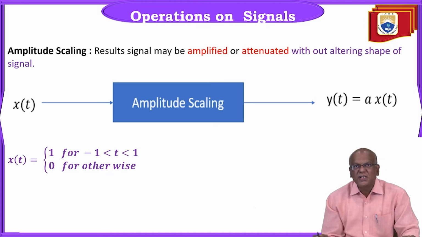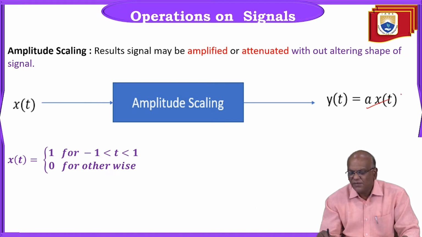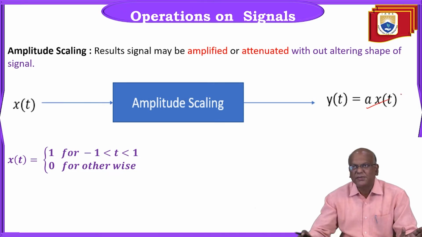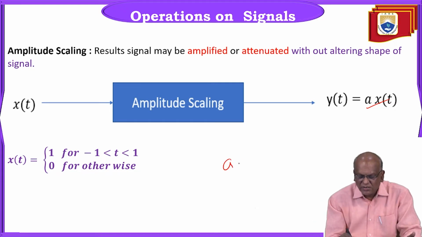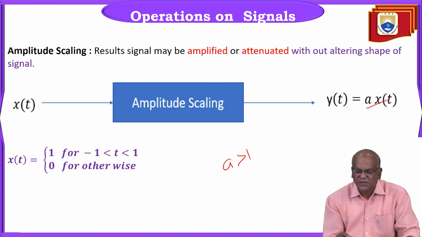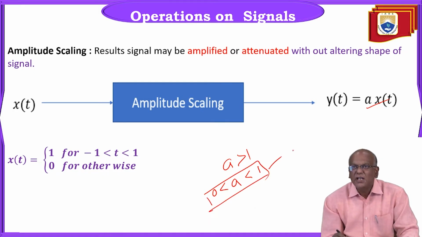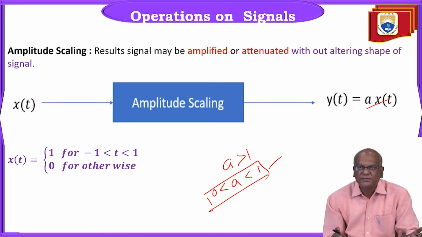Let us consider some signal x of t, and y of t is the response to x of t. If you perform an amplitude scaling operation on x of t, the resulting signal is y of t equal to A times x of t. When A is greater than 1, y of t is an amplified version of x of t. When A is between 0 and 1, that is 0 less than A less than 1, under this condition y of t is an attenuated version of x of t.